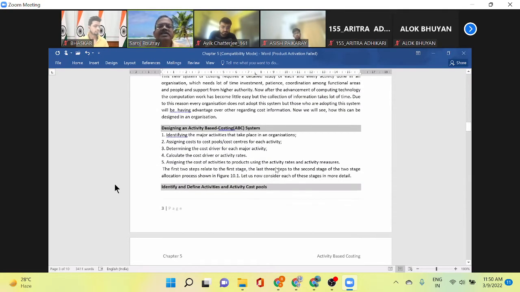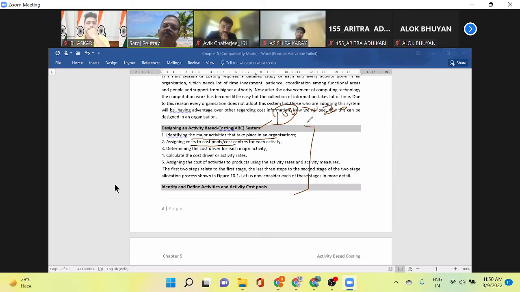So while designing an activity-based costing system in an organization, what are the steps we follow? We follow these steps. First, identify the major activities that take place in the organization. There will be hundreds of activities, but you have to bring it down to fewer, say 20 activities. Then, assigning cost to cost pools.